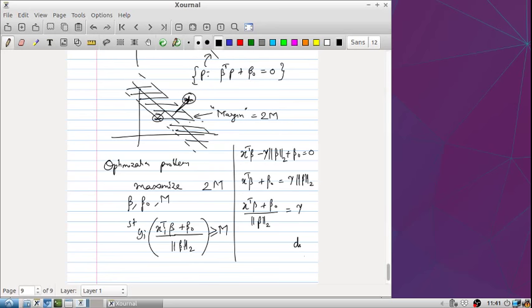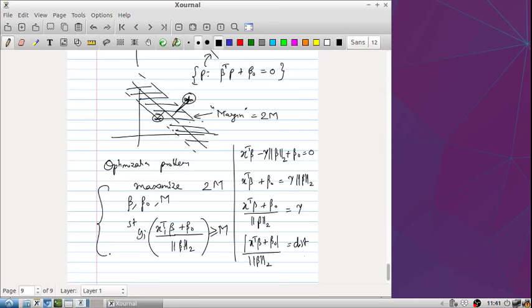Actually, the distance is equal to the absolute value of beta transpose x plus beta naught, divided by the norm of beta. So is this clear? This is the first problem. It pretty much says pick that hyperplane such that I maximize the margin, such that I prefer the hyperplane which is the farthest away from both classes in terms of margin. Out of all the hyperplanes I can choose, I'll pick the one which maximizes this margin.